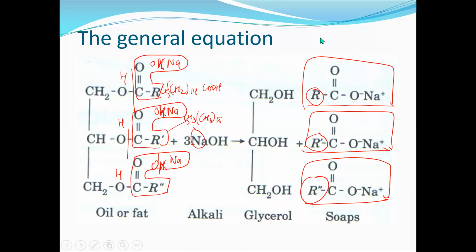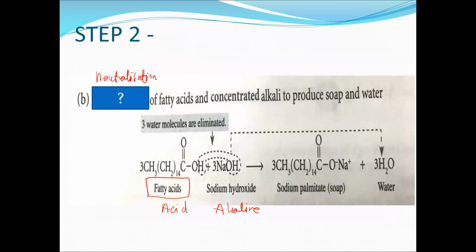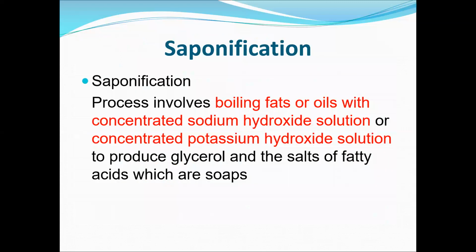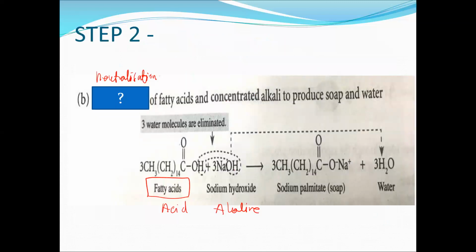What are the 2 steps to get soap? Step number 1 is hydrolysis. Very good, Yuga and Taran. What's step number 2? Neutralization, Taran. Correct. The rest of you, do you understand these 2 steps? Yes. Okay, what is the name of this process? Saponification. Very good. It's called saponification.